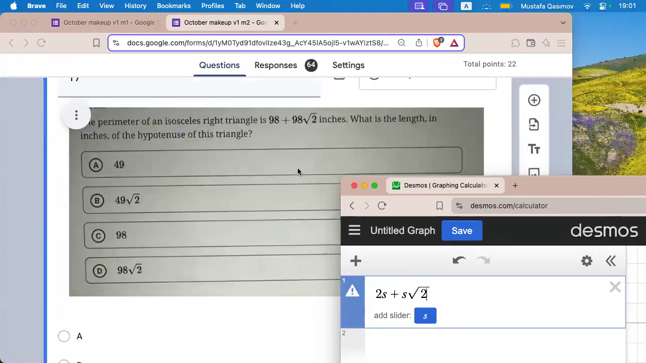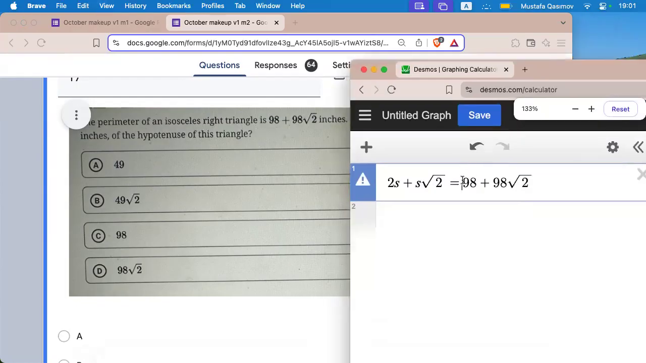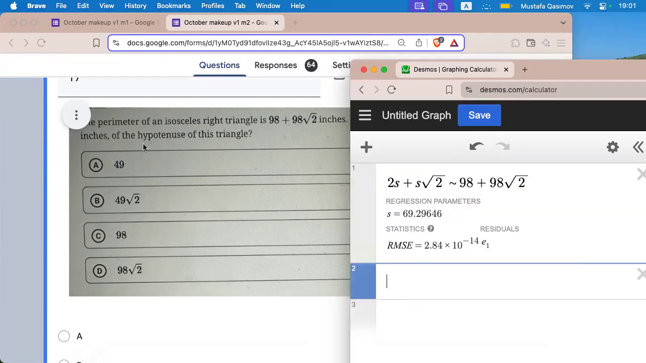Okay, now let's look at this one. It is the perimeter of a right isosceles triangle. It is equal to 98 plus 98 square root of 2. You can see that we have only one variable here, so we can solve it. Then s is equal to 69.29. But it asks what's the hypotenuse? Hypotenuse was s square root of 2, so it will be 98.